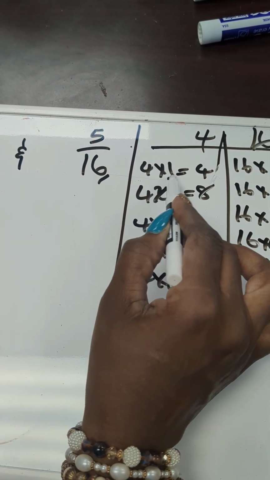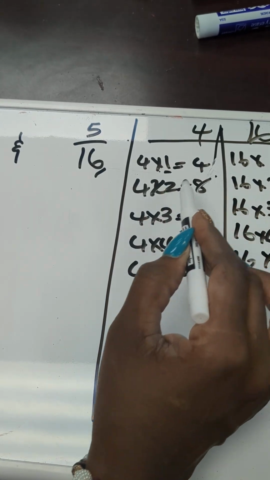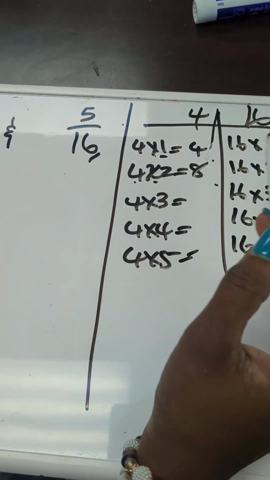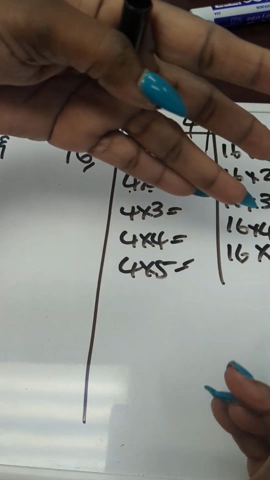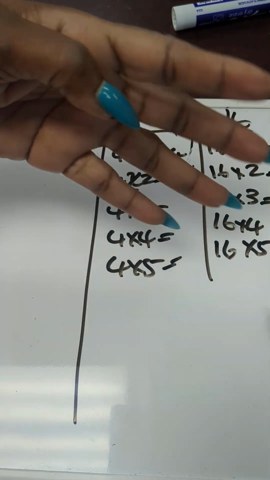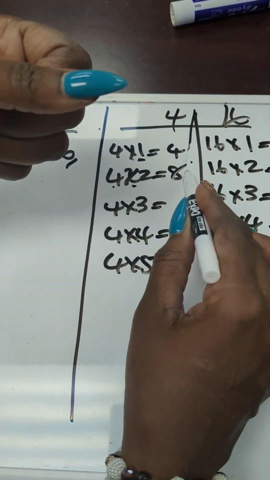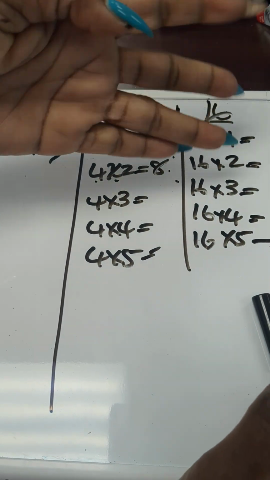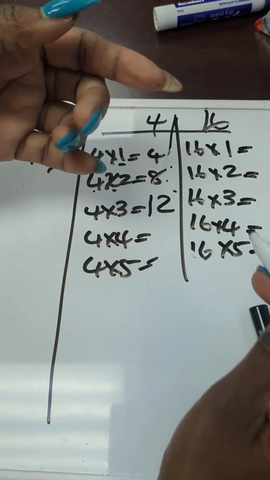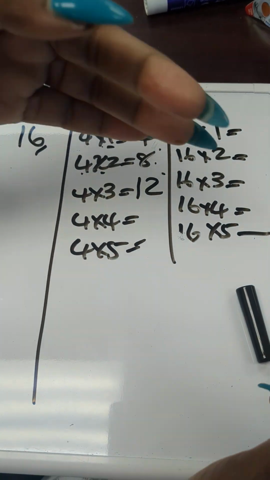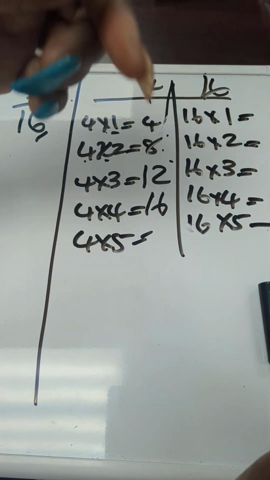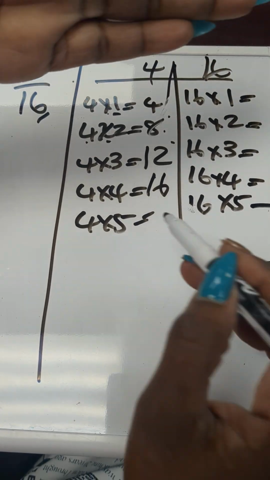Anything you multiply by 1, you get it back. 4 times 1 is 4. 4 times 2 is 8, or you can call 4, then add 4 more to it. 4 plus 4 gives you 8. 8 plus 4: 9, 10, 11, 12. 12 plus 4: 13, 14, 15, 16. 16 plus 4: 17, 18, 19, 20.